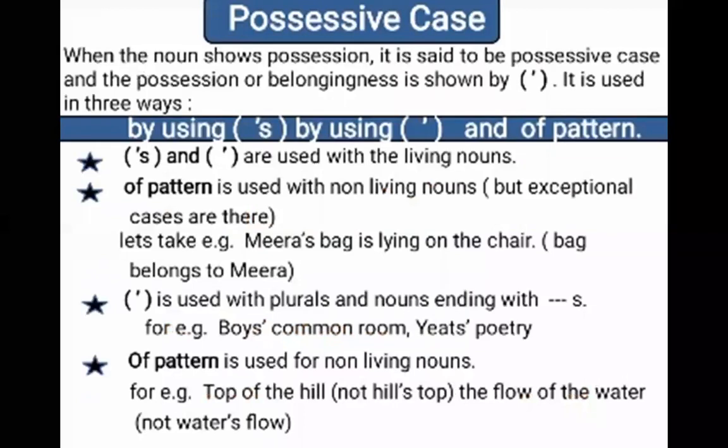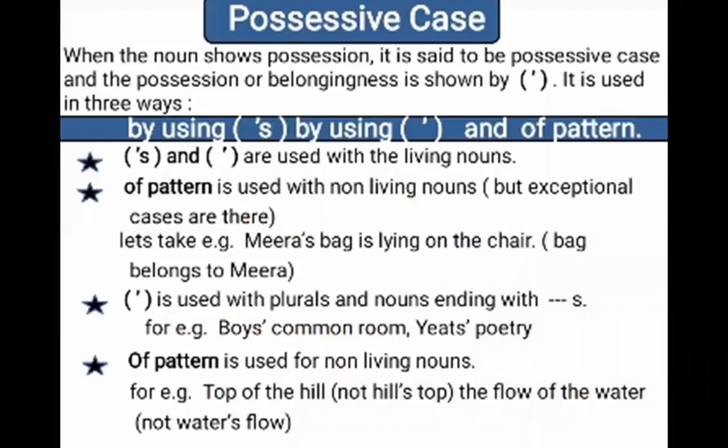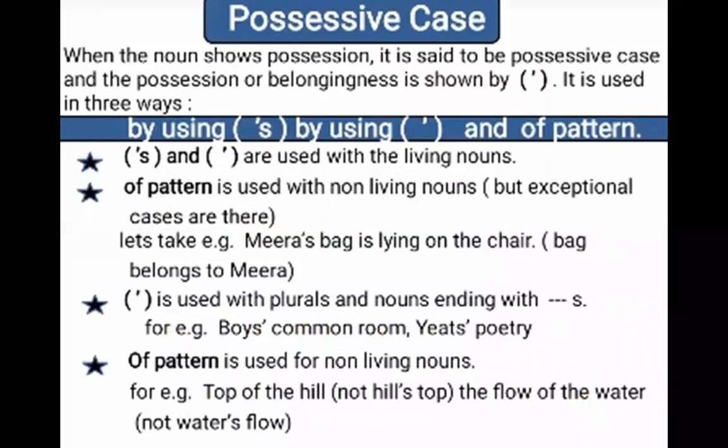Now, possessive case. This is the main concern which you will have queries about. Beta, possessive case is used to show the relation of belongingness of the noun. Now, how is this belongingness, this possession, shown? It is shown in two ways: one is by using apostrophe S and the other is apostrophe.